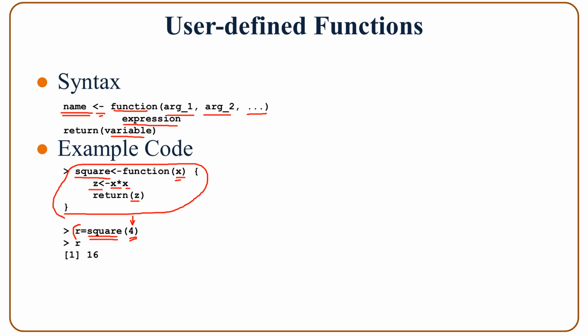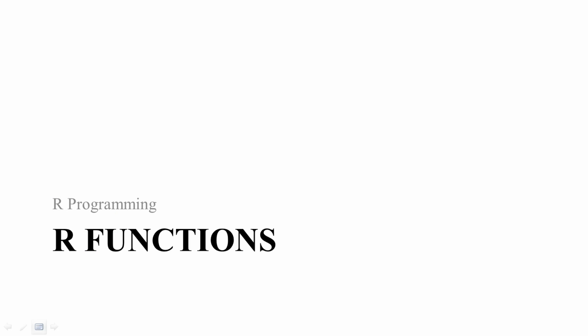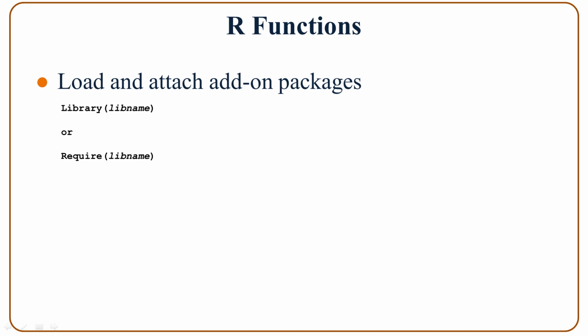Now we talk about R functions. In R you can use so many functions provided by third parties. In order to do so, you need to first install libraries or packages. So in R you install packages, and later on in your code, before using any functions from a library, you have to use this syntax: library or require, and then give it the library name, and later on you can use the functions in the library.